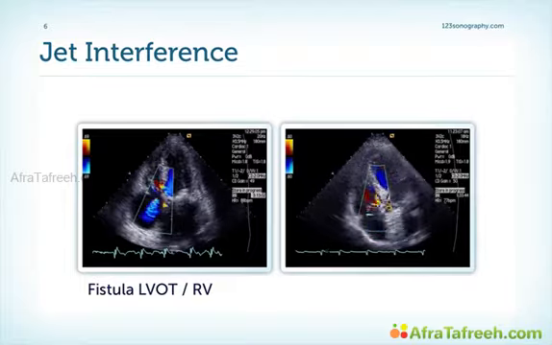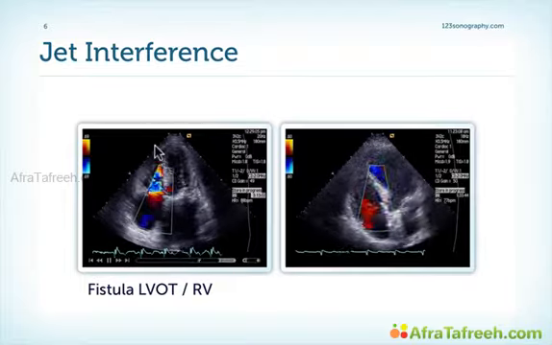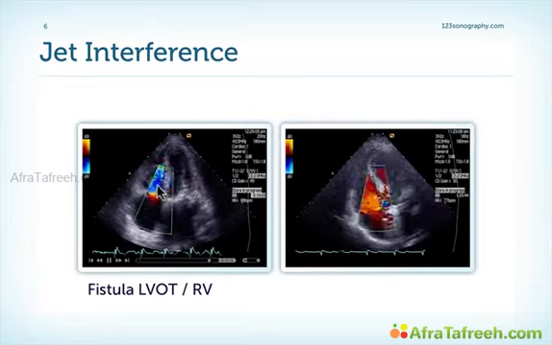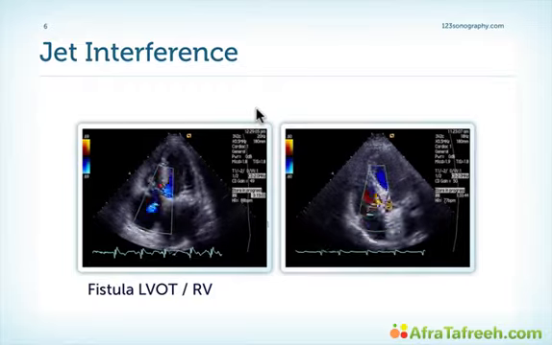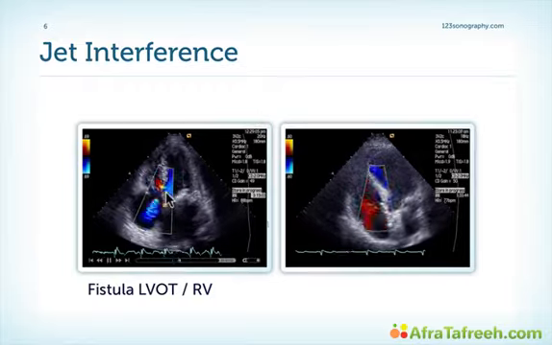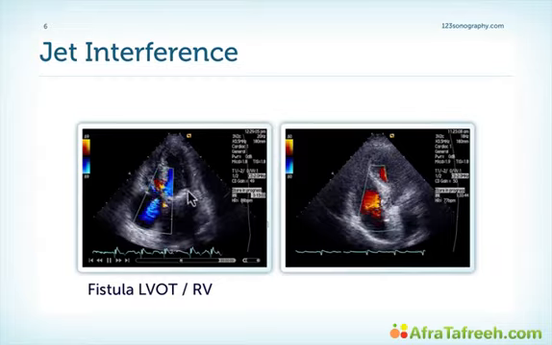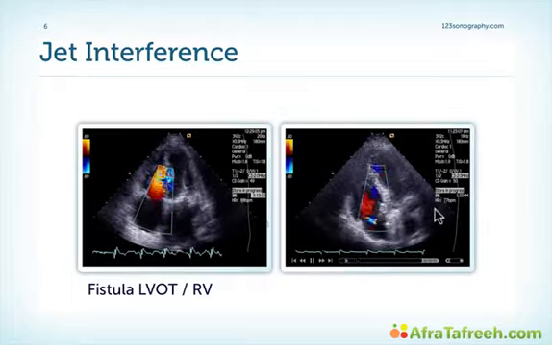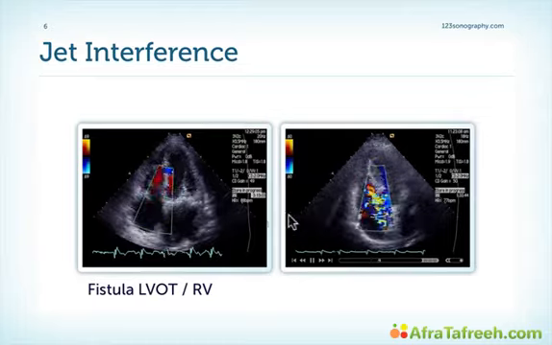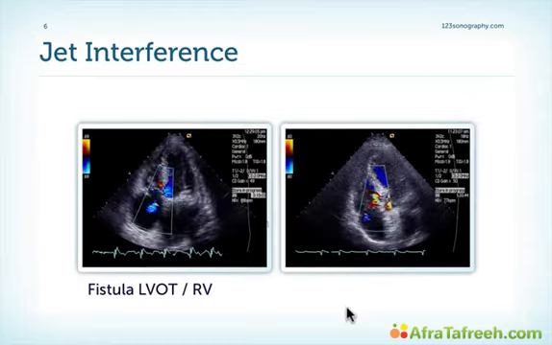This is such an example where the TR jet interferes with a second jet, a jet which comes from the LVOT. This was actually a patient who had aortic valve repair and who had a fistulous connection between the LV or the LVOT and the right ventricle. You can see the jet here and here. And obviously this makes it quite difficult to really quantify the severity of tricuspid regurgitation.